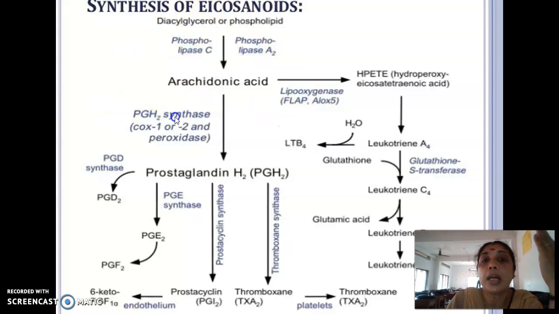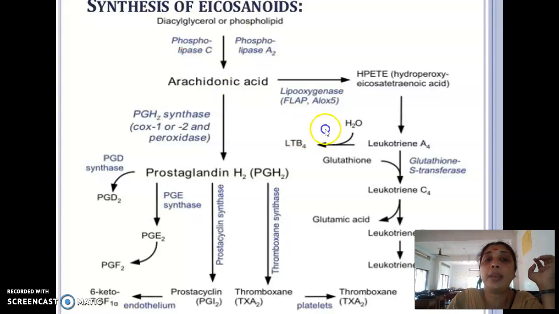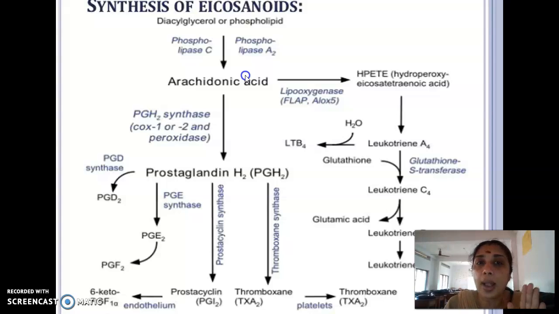Arachidonic acid will be released from the structure of the phospholipid or diacylglycerol. We know that diacylglycerol is glycerol having two fatty acids attached to it, and the fatty acid will be arachidonic acid. So once phospholipase C acts on DAG, what happens? Phospholipase C acts on the diacylglycerol molecule, converting it into monoacylglycerol and free arachidonic acid. So this is how eicosanoid synthesis is initiated.